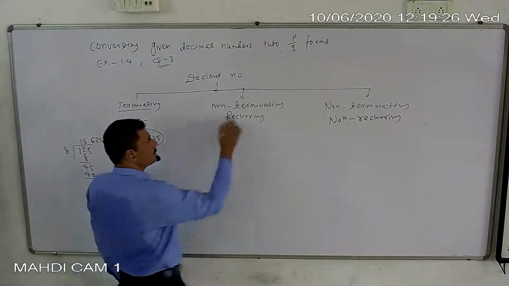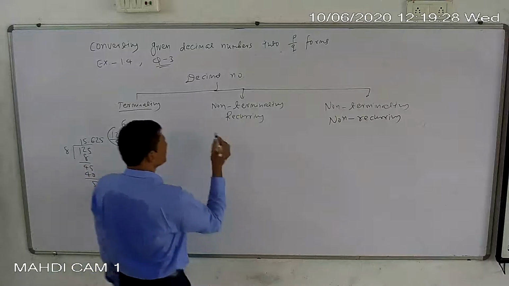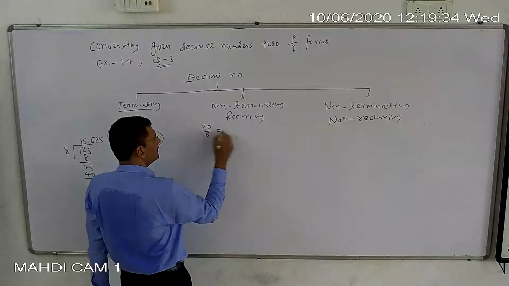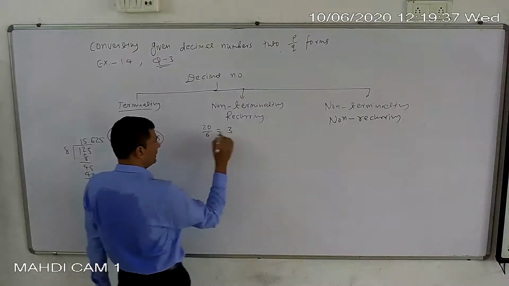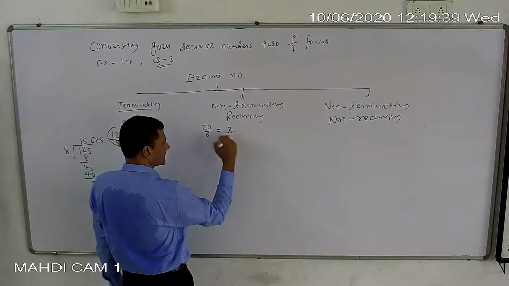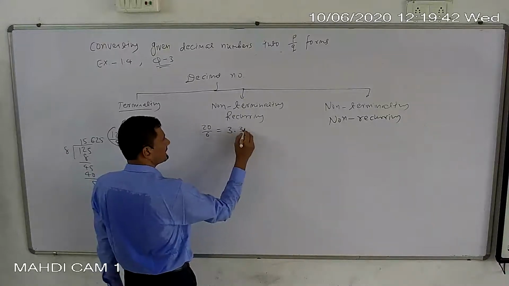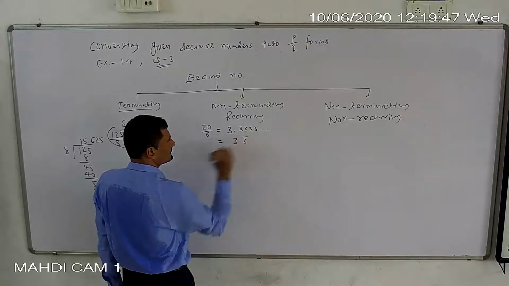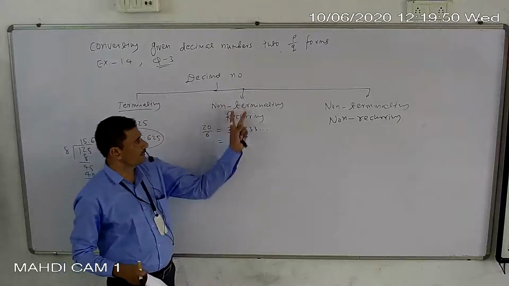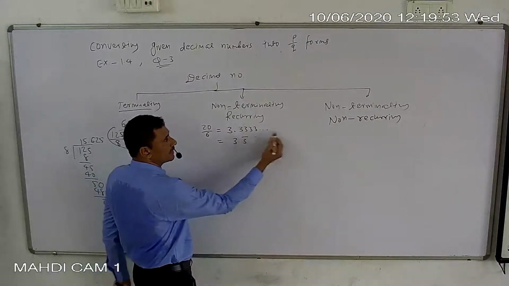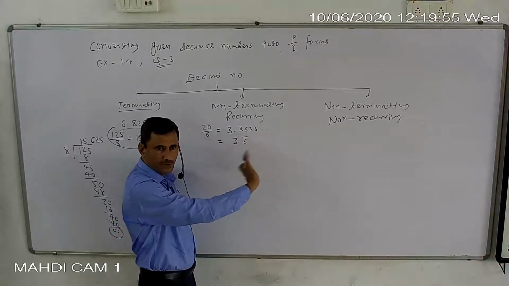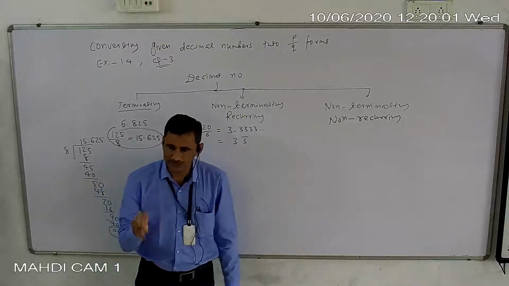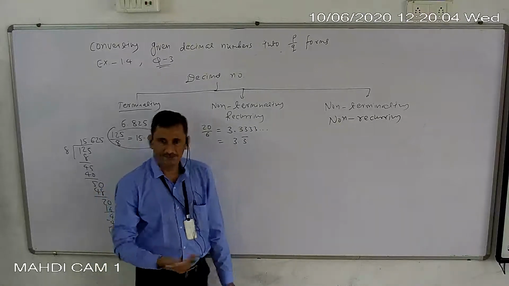Now non-terminating recurring. Suppose you are given 20 divided by 6. Then it will be 6 3s are 18. 2 left. If you place extra 0, then again 6 3s are 18, like this. So it will continue this way. So it is called 3.3 bar. This is non-terminating. Why non-terminating? It is going ahead continuously without end. But recurring means repeating. Terminating means stopping. Recurring means repeating. So it is repeating.